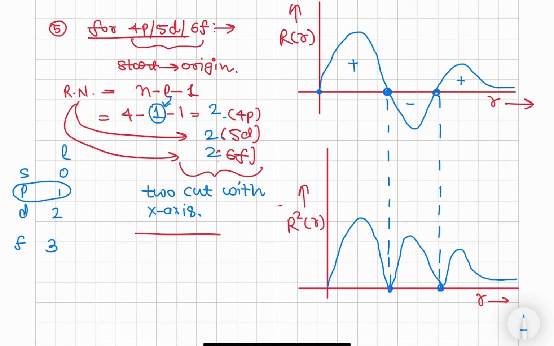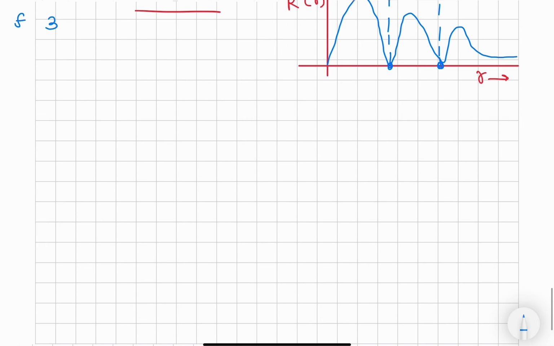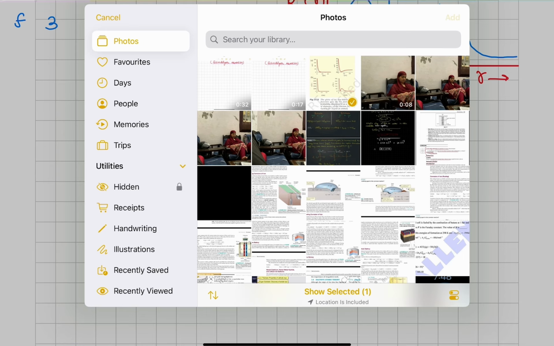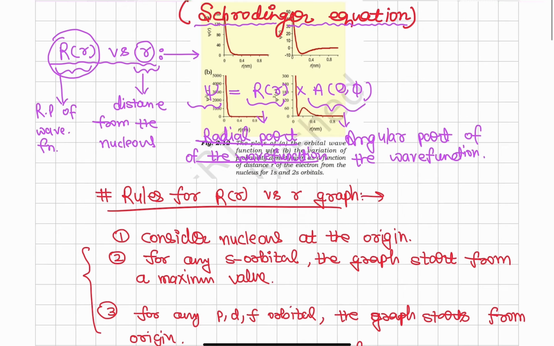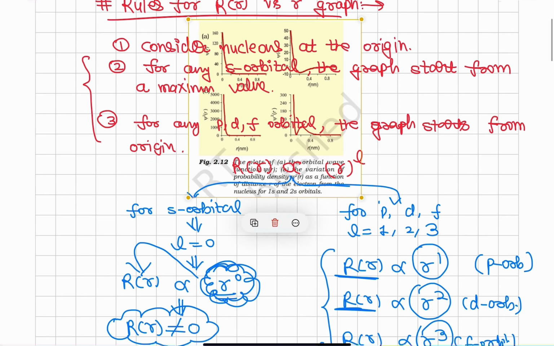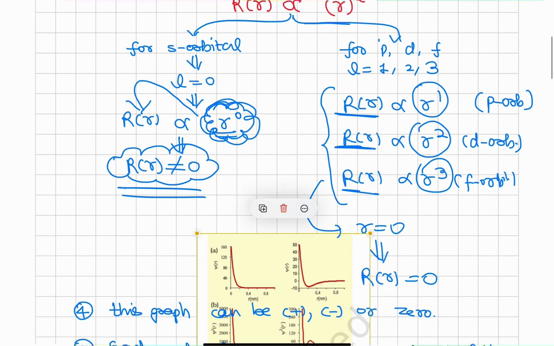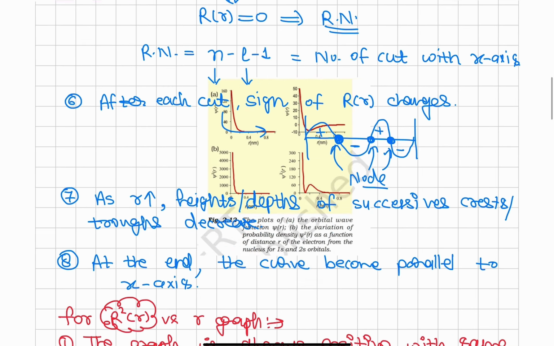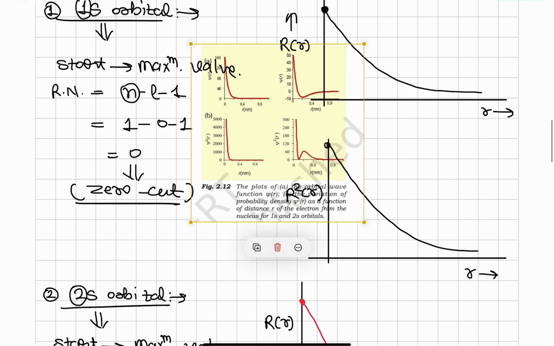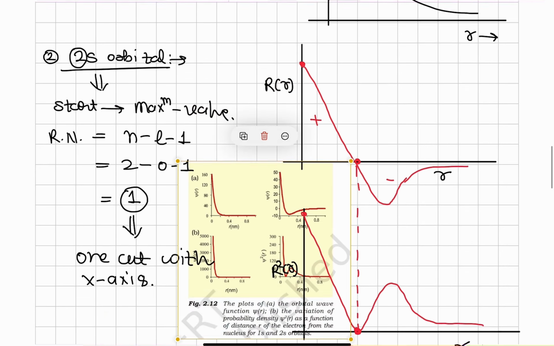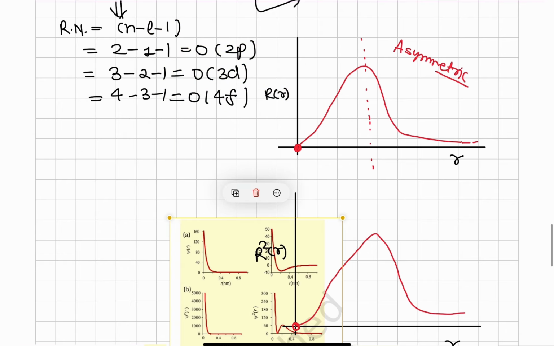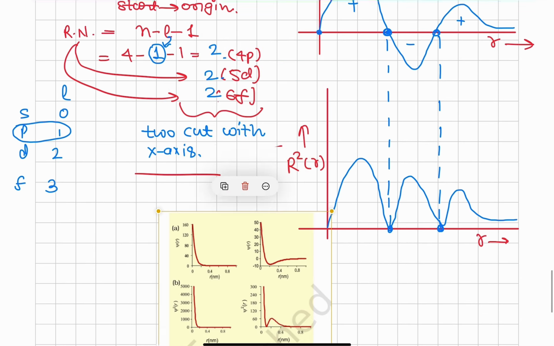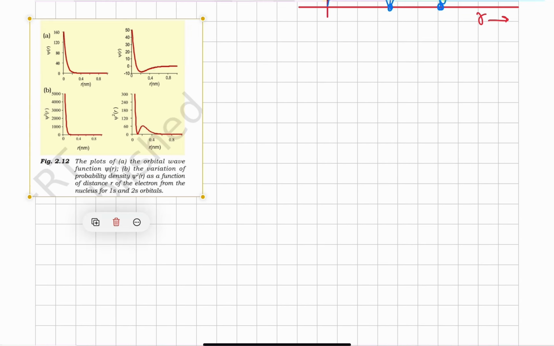Okay, now you can see the NCERT graph like this. You can see the NCERT graph here. These graphs we can also consider and learn, how we can analyze the graphs which are given in NCERT.